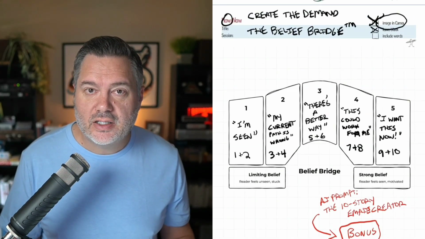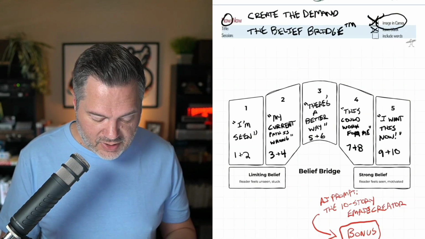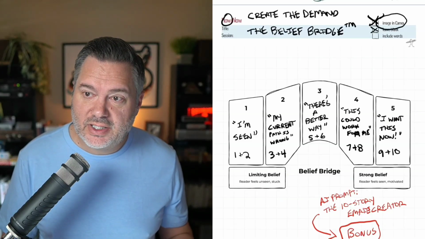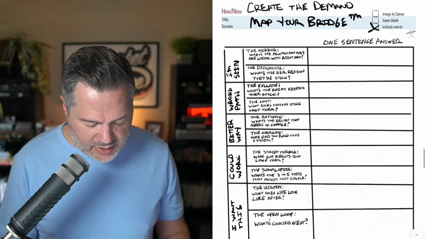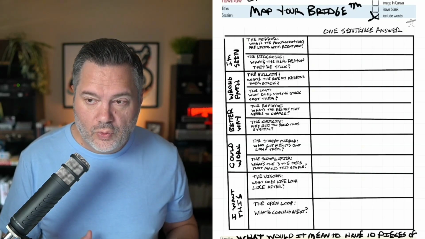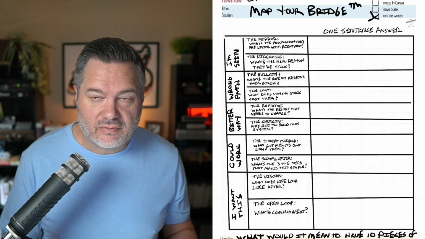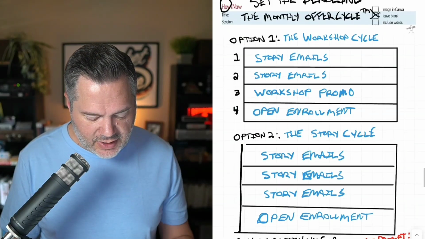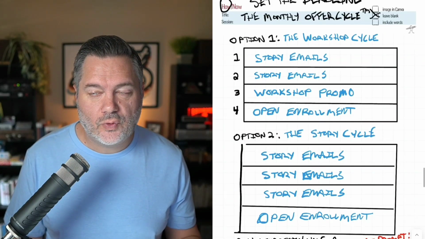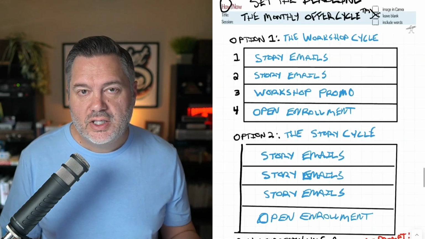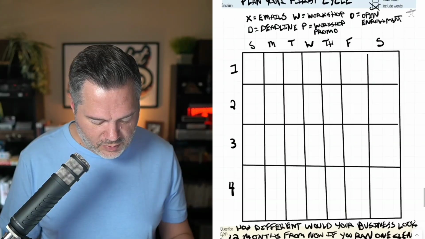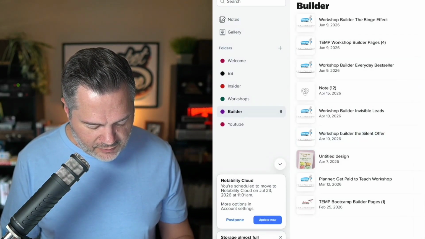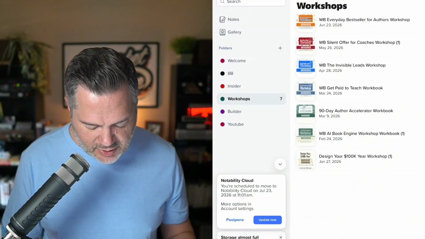Here is the how. Let me explain the belief bridge and the beliefs that we need to get the prospect to believe to join your coaching program. And then here's the now, which is you working this out for yourself. What does it look like for you? Then we do the next one, set the deadline. I talk about 2 different options for ways that you can run your promo to get coaching clients. And then now we want you to map out yours. And so this process just continues to work throughout the whole entire workshop, and it keeps people engaged.